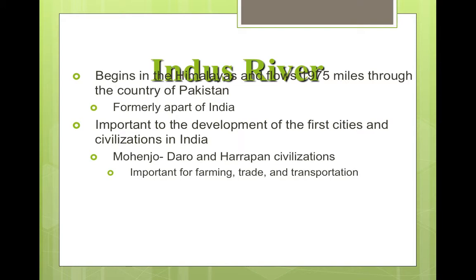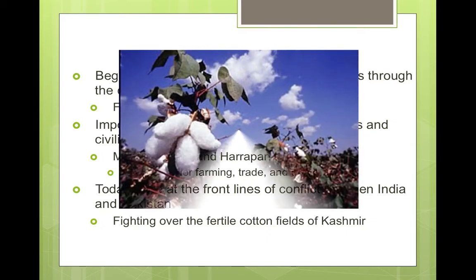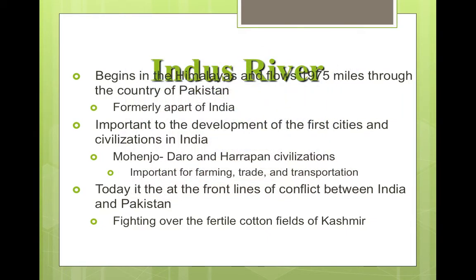These civilizations were important for farming, trade, and transportation. This is like some of the first civilizations in the history of the world. Today, this area is some of the frontline problems between India and Pakistan, which we can keep up to date with in our current events. There's definite tension between these two nations, and they're fighting over the cotton fields in Kashmir.